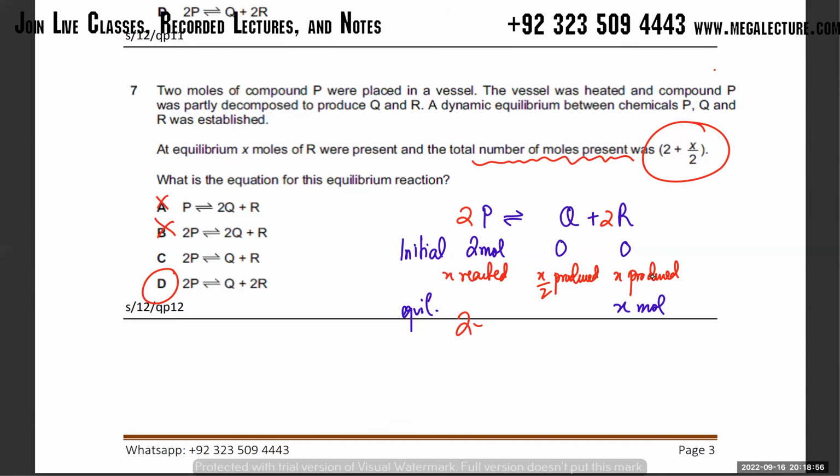So you got 2 minus x moles for this one, x by 2 moles for this one, and x moles for this one. So the total moles at equilibrium will come out to be 2 plus x by 2, if you add all of the three together. Is that clear?